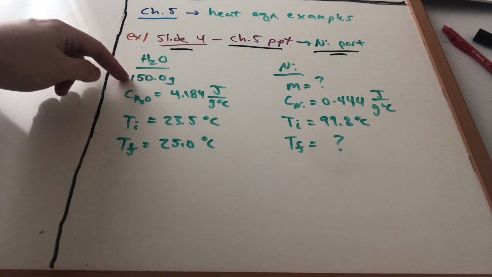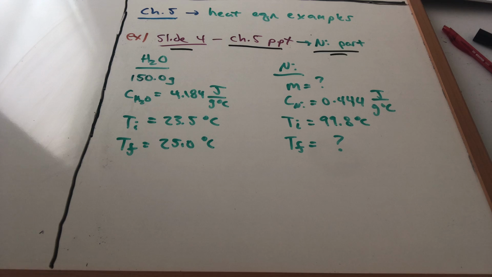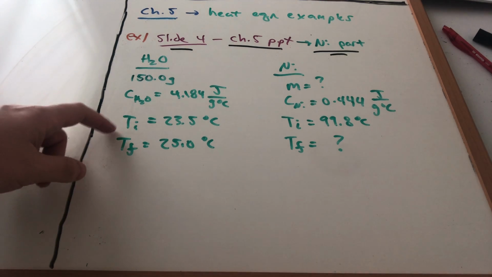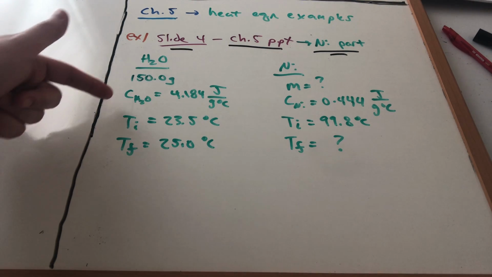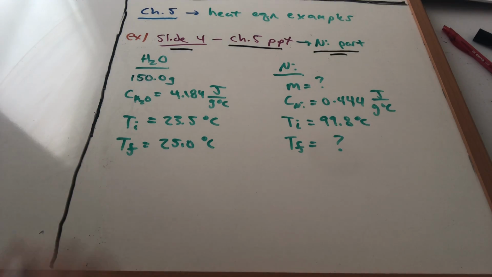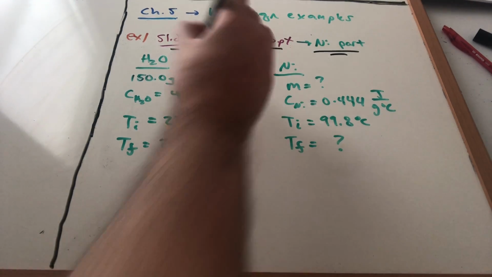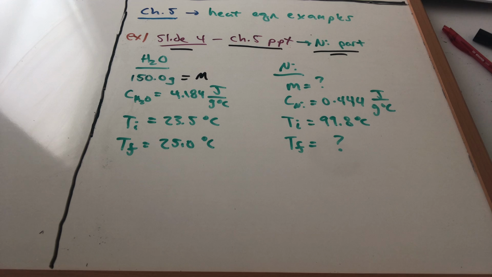So I made a list. I was given that I had 150.0 grams of water. I was given a heat capacity of water. I was told that water was initially at 23.5 degrees Celsius and water was observed to have 25.0 degrees Celsius as its final temperature. I make that list, labeling units and variables, and paying attention to significant figures along the way.